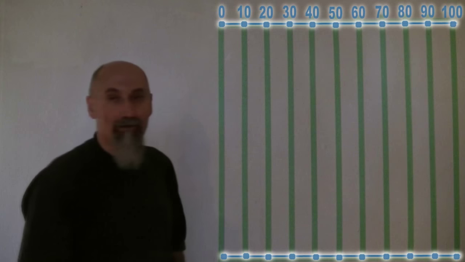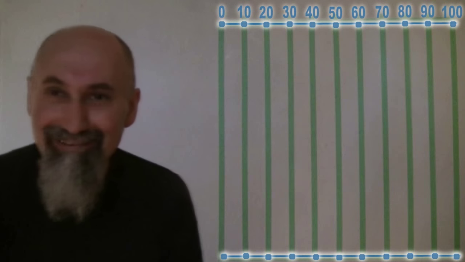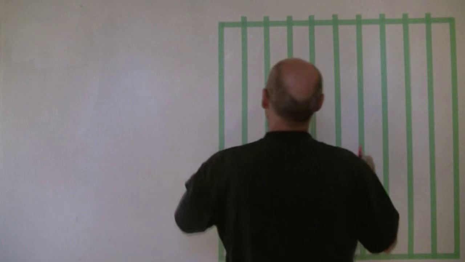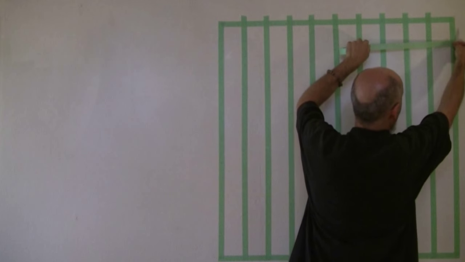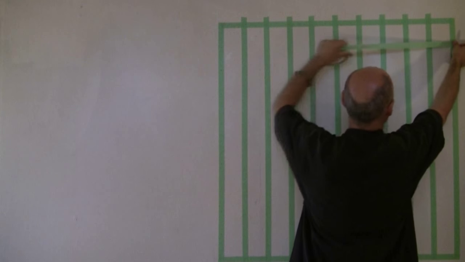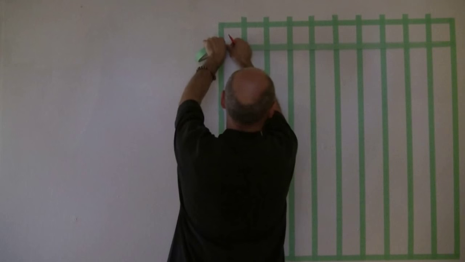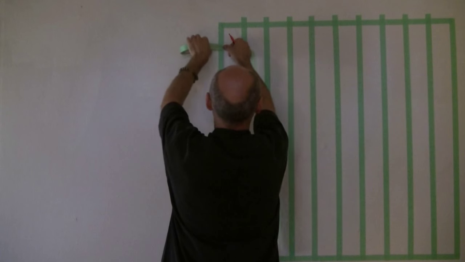So those are all our vertical lines, right? Looks fairly accurate, right? Nice square. Now we've got to put in the horizontal lines, right? So I'm just going to come this way. And I'm going to extend it a little on this side. Oops.